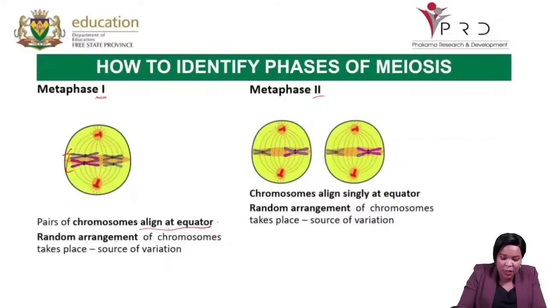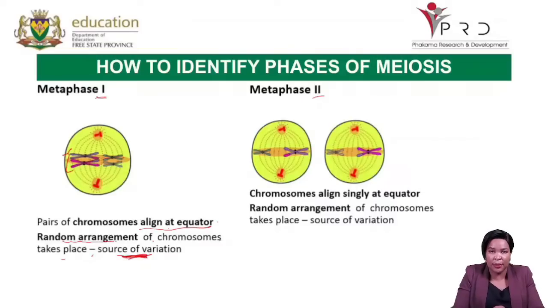Then random arrangement of chromosomes takes place, and this is also another source of variation because those chromosomes are randomly arranged. Remember, you don't say random assortment. The correct terminology there is random arrangement of chromosomes. So these chromosomes do not align according to a particular formula or a particular will. They just randomly arrange themselves. So that brings up genetic variation also in our gametes. Then that is meiosis 1.